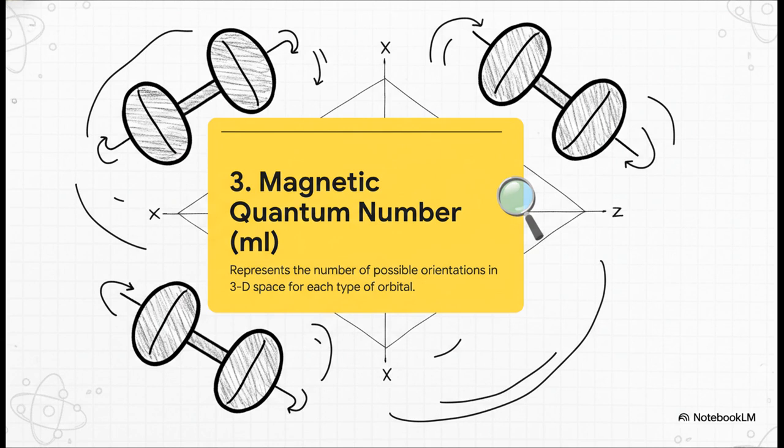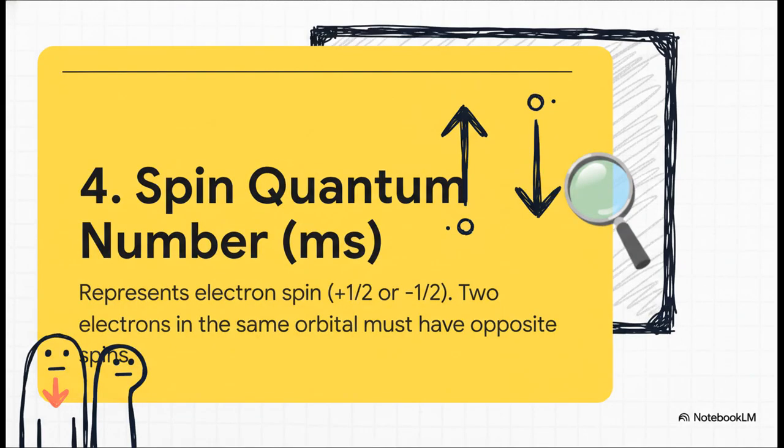Third is the magnetic quantum number, ML. This one specifies the orientation of that orbital in space. So, for instance, if you have one of those dumbbell-shaped p orbitals, is it lined up with the x-axis, the y-axis, or the z-axis? And finally, we have the spin quantum number, ms. And you can just think of this as the roommate rule. Each orbital, each room, can hold a maximum of 2 electrons. And if they're gonna share a room, they absolutely must have opposite spins. One is spin up, the other is spin down. No exceptions.